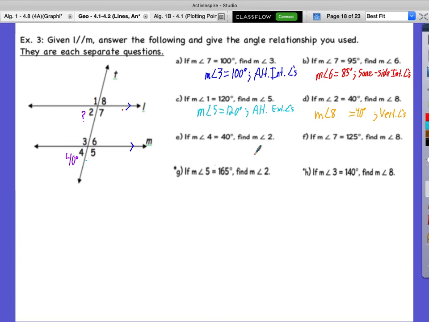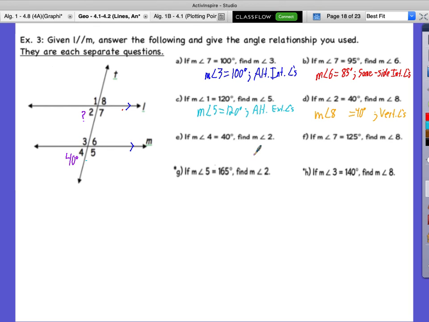Kenzie, you thought D would be 140? Okay. If they were a linear pair, they would. But vertical angles are the congruent ones. Thank you for stopping me and asking that question.